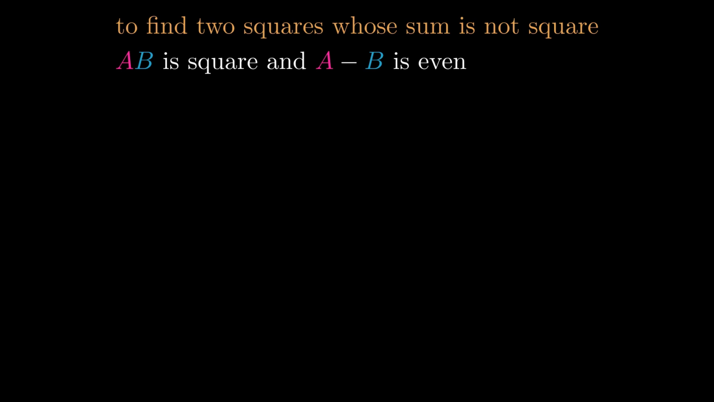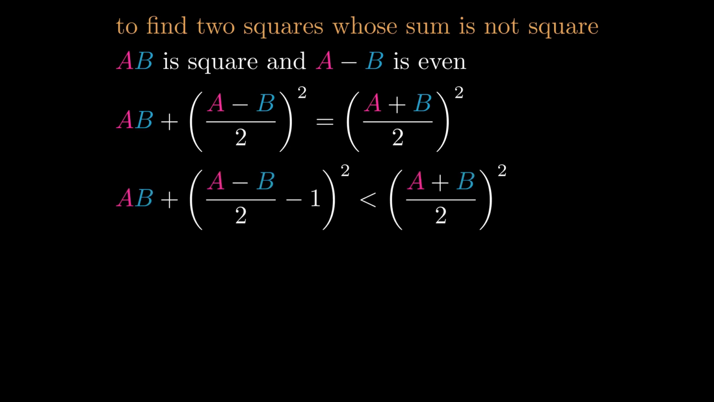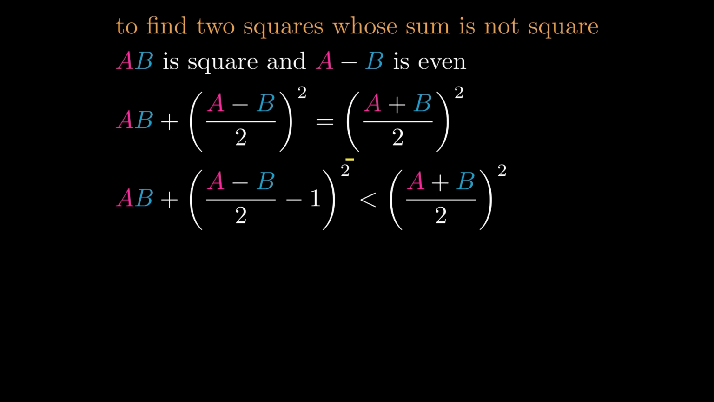Using lemma 29a, ab plus (a minus b)/2 squared is equal to (a plus b)/2 squared, so that ab plus (a minus b)/2 minus 1 squared is less than (a plus b)/2 squared. We'll show that ab plus (a minus b)/2 minus 1 squared is not a square.